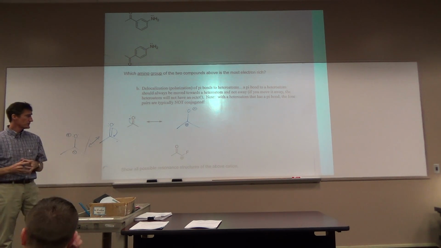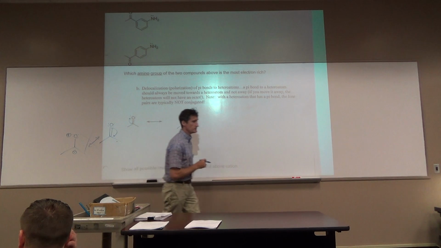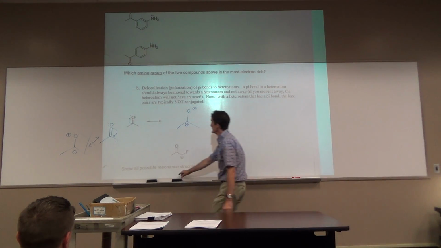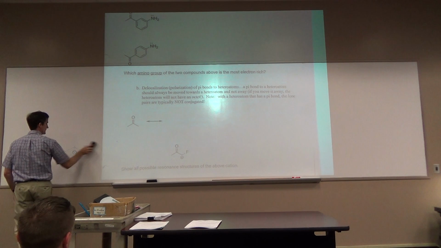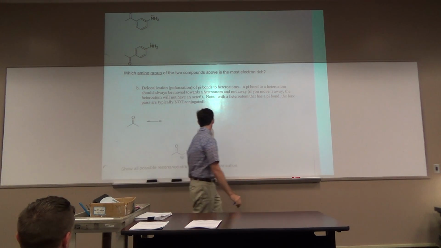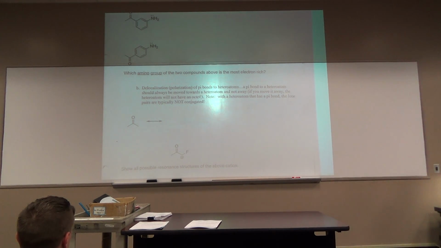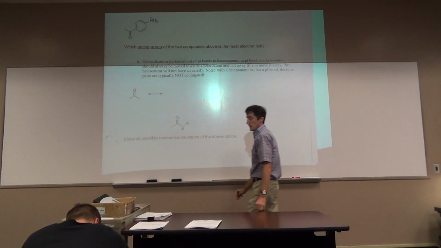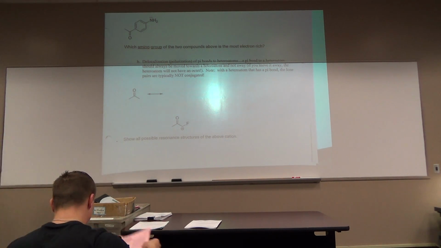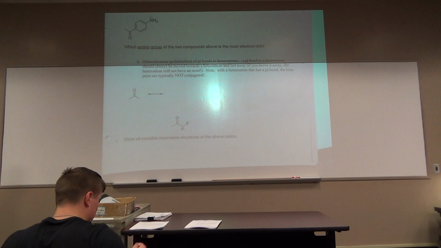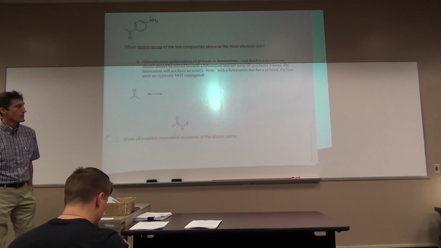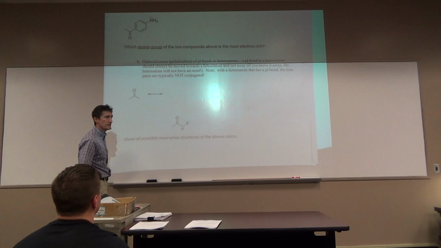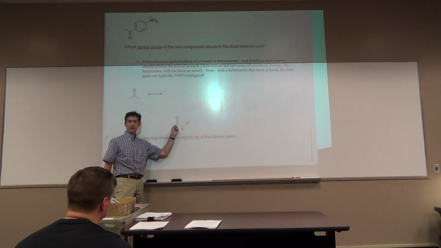Okay, show all possible resonance structures of the above cation. This one here. How many resonance structures of this one can you draw? That is, if this is one, how many additional?